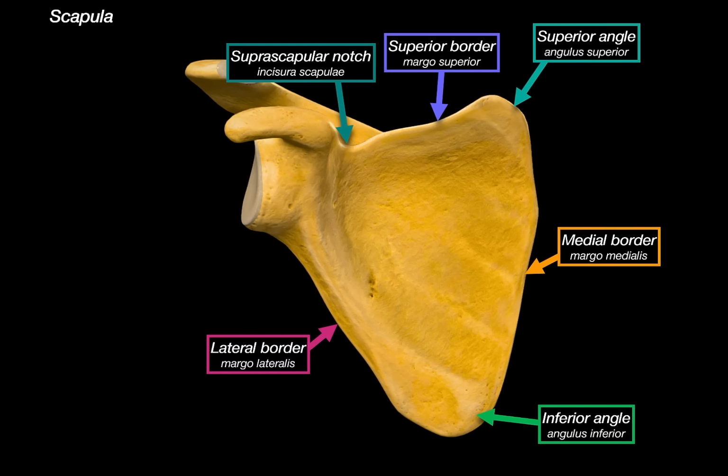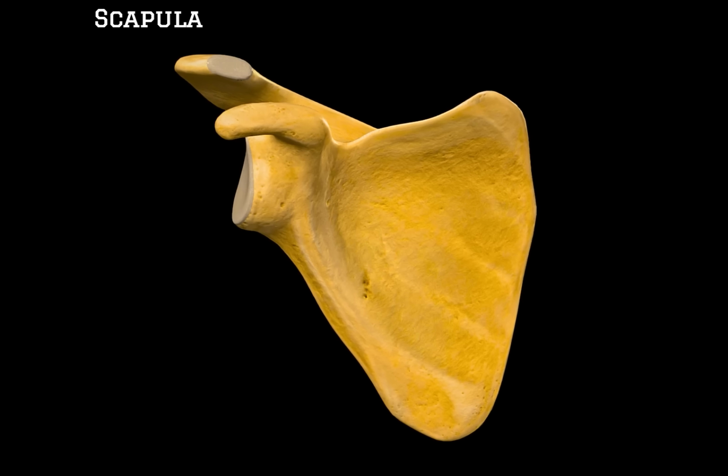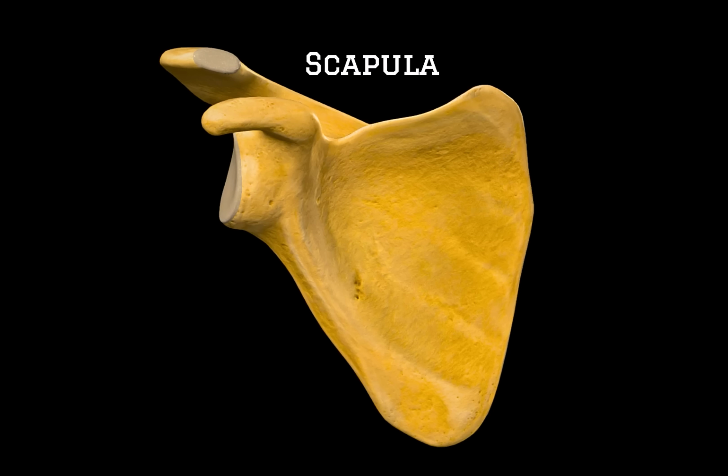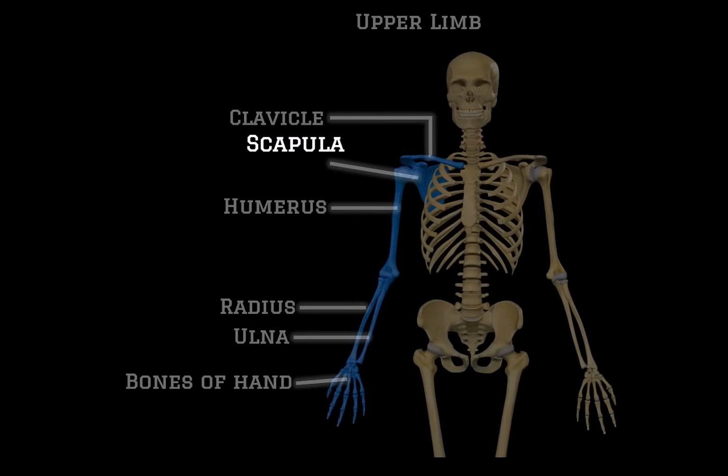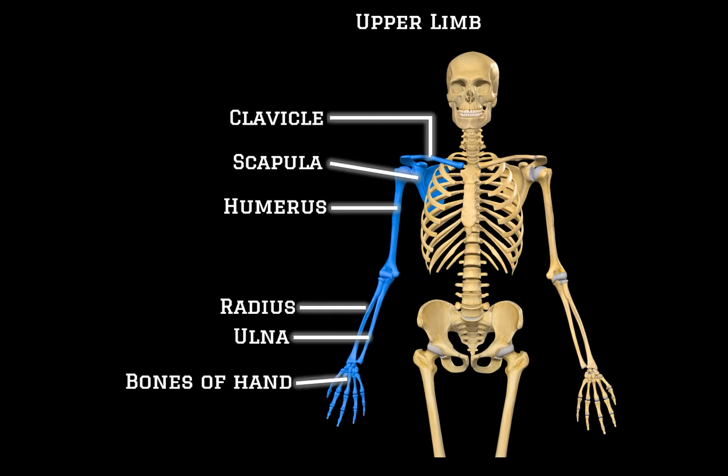So that's it. If you're still here, good job. Try reviewing all parts of the scapula and see if you remember everything. So we've now covered all the landmarks and parts of the scapula. It comes right after the clavicle in our upper limb series.